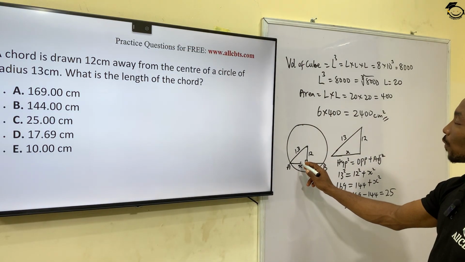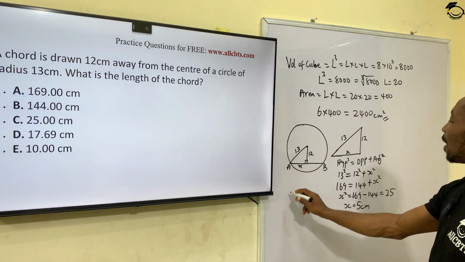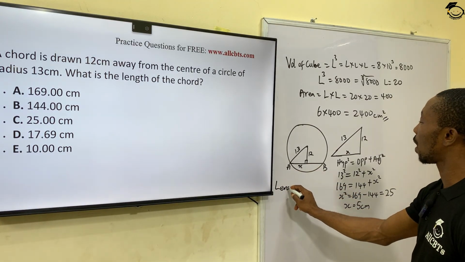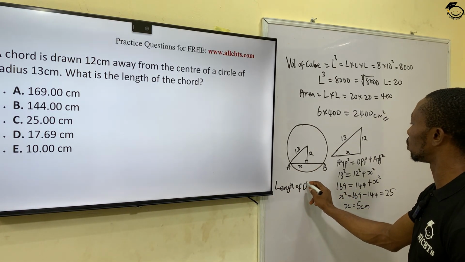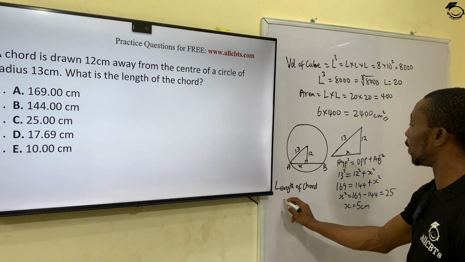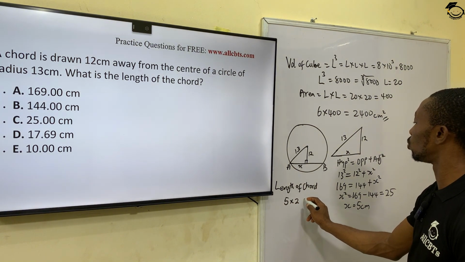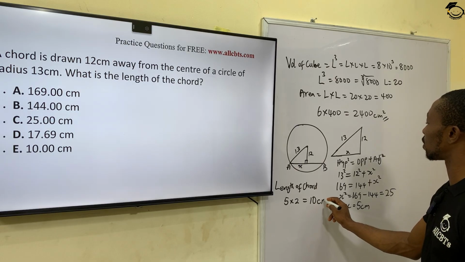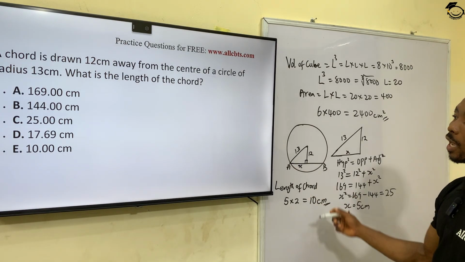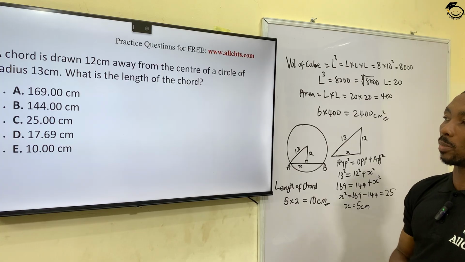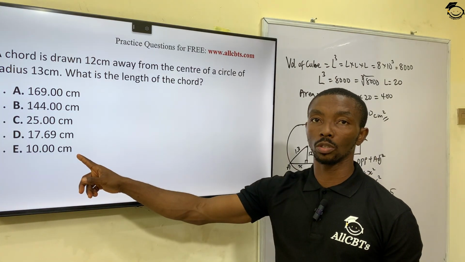Now, if x is 5 cm, that means the length of the chord would be 5 times 2, which will give us 10 centimeters. So the length of chord AB would be 10 centimeters, which is option E.